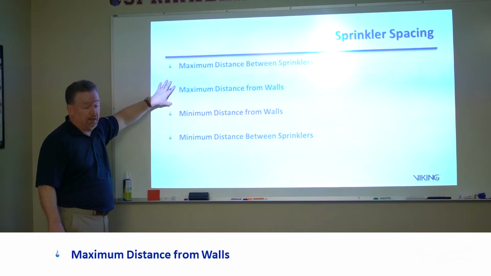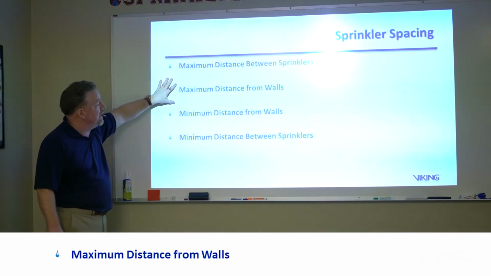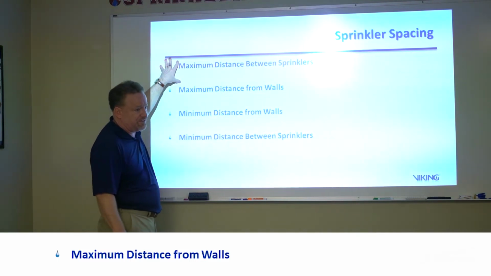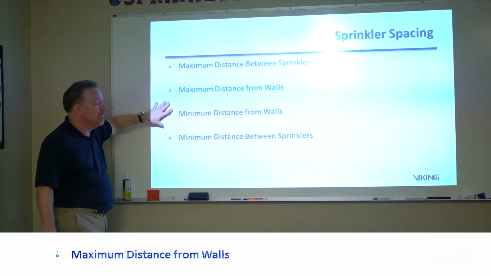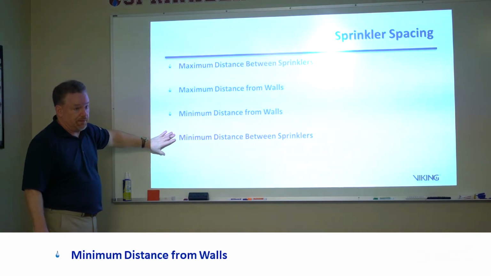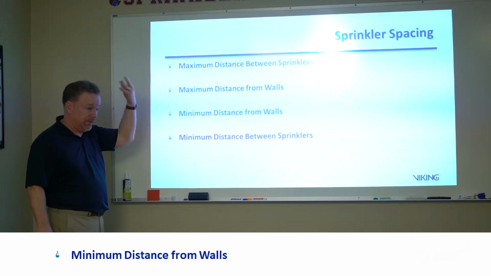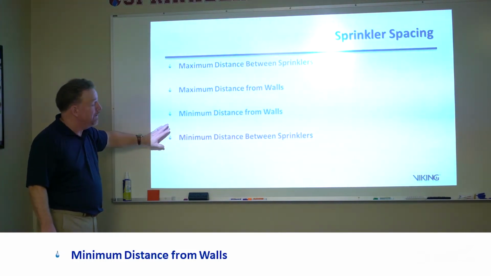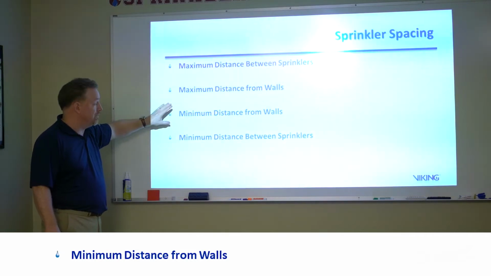So this one here, maximum distance to the walls is usually half, well, it's half of what this distance is. Then you have a minimum distance to the walls, because we just want to make sure that the sprinklers are going to operate, and you need to make sure that there is air moving around that sprinkler to get the heat to the sprinkler. So minimum distance to the wall is going to be crucial.